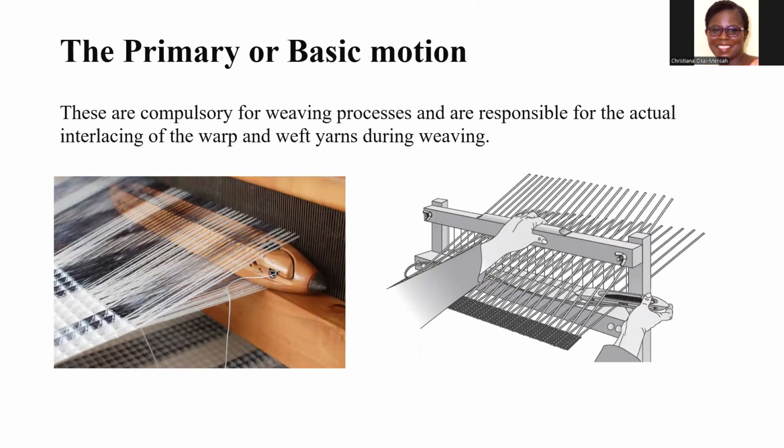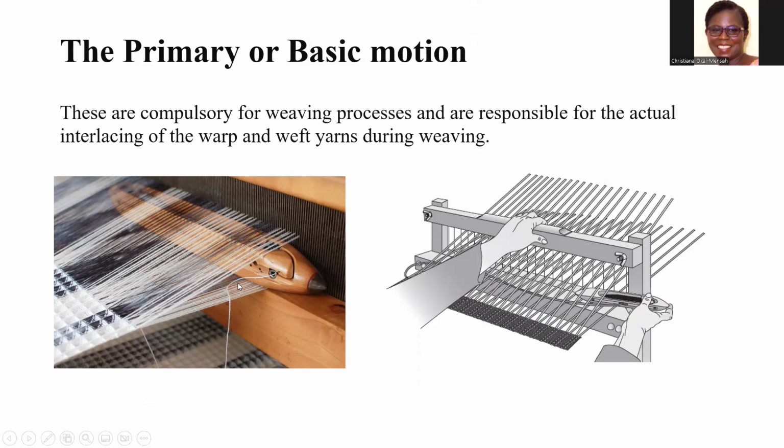Okay. So the primary motions are compulsory for weaving. They are compulsory for the weaving processes and are responsible for the actual interlacing of the warp and weft yarn during weaving. So during weaving, you are supposed to open the shed. Remembering the crosses, if the crosses are in place and you step on one treadle, the shed will open, just like here.